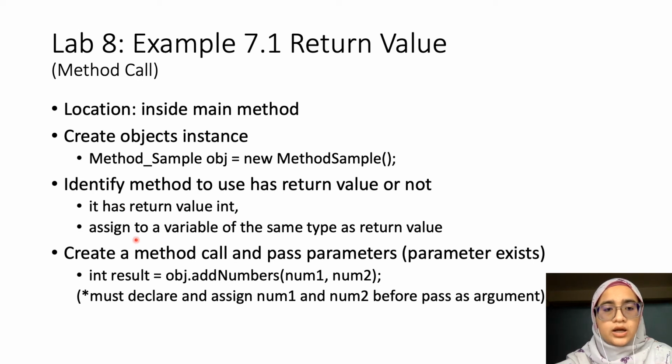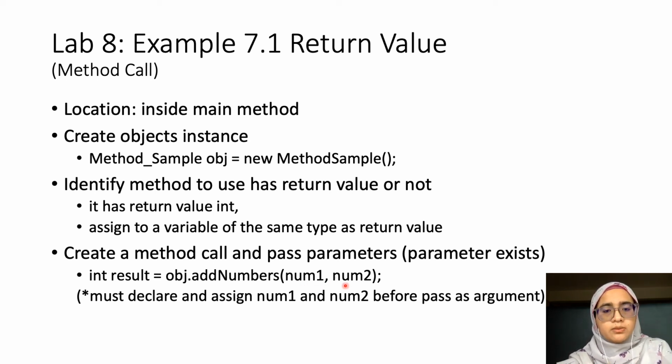And then, kalau ada return value, kita kena buat apa? Kita kena assign kepada variable of the same type as the return value. Okay, as for this case, we assign to variable result. So, ini adalah method call kita lah. Okay, obj adalah yang object name kita. Add numbers adalah method name. Number 1 and number 2 are the passing parameters ataupun the actual parameters ataupun nama glamour dia argument.